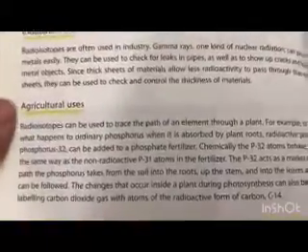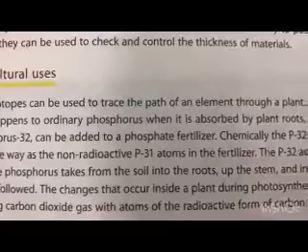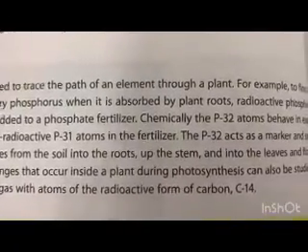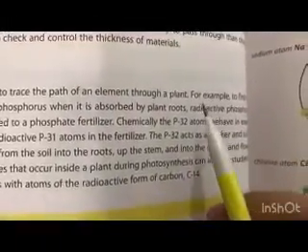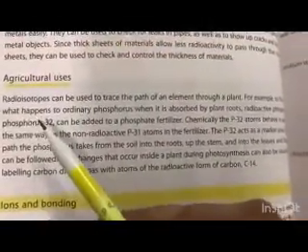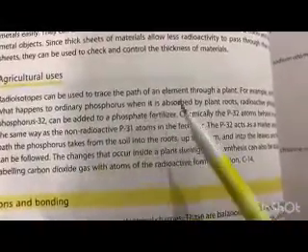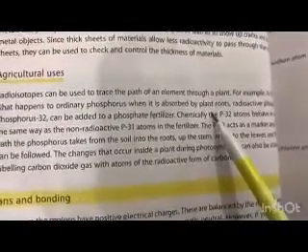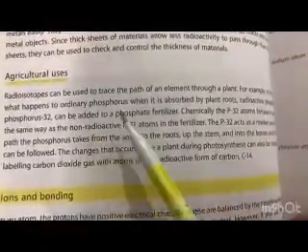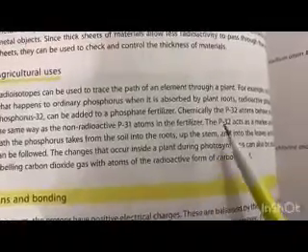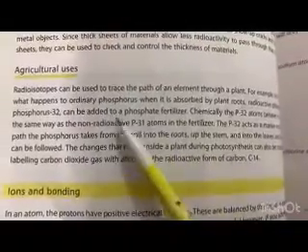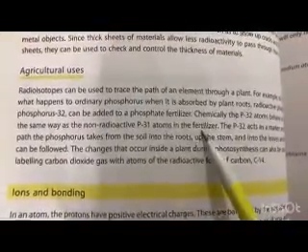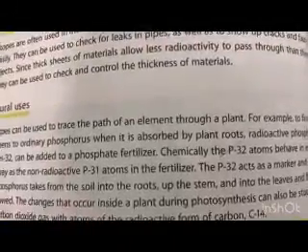Last point is the agriculture uses. Radioisotopes can be used to trace the path of an element through a plant. For example, to find out what happens to ordinary phosphorus when it is absorbed by a plant root, radioactive phosphorus-32 can be added to a phosphate fertilizer. Chemically, these P32 atoms behave in exactly the same way as the non-radioactive P31 atoms in the fertilizer. You can trace the path of the element through a plant.